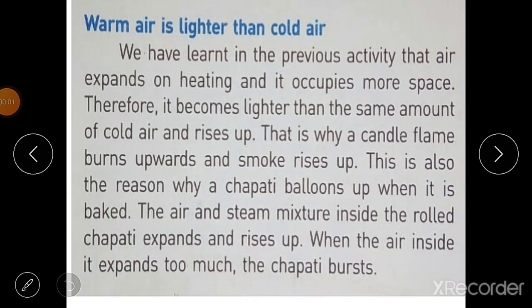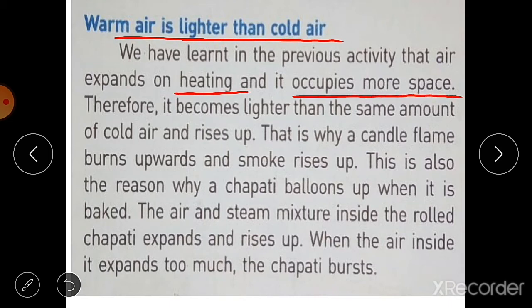Warm air is lighter than the cold air. We have learned in the previous activity that the air expands on heating. Okay, and it occupies more space, meaning warm air needs more space, and therefore it becomes lighter than the same amount of cold air and rises up. And because it occupies more space, it becomes lighter and it rises up.